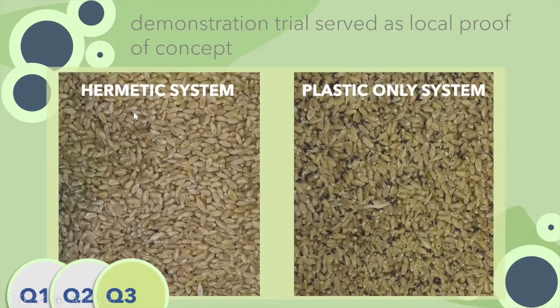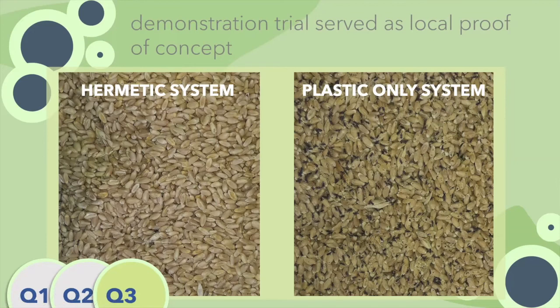And you can see this visually even by examining a representative sample from the hermetic storage versus the plastic only storage, where after 8 months of storage, the hermetically stored wheat was brilliantly clean with very little damage whatsoever. Whereas the grain stored in conventional plastic was absolutely destroyed, rice weevils have thoroughly infested this system. And so this was really a wonderful local proof of concept that even in a highly contaminated environment, hermetic storage is effective in preventing insect infestation and grain damage.